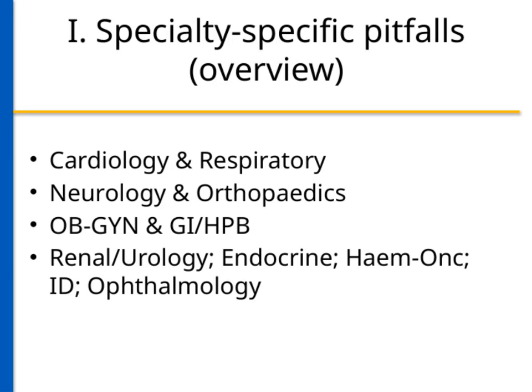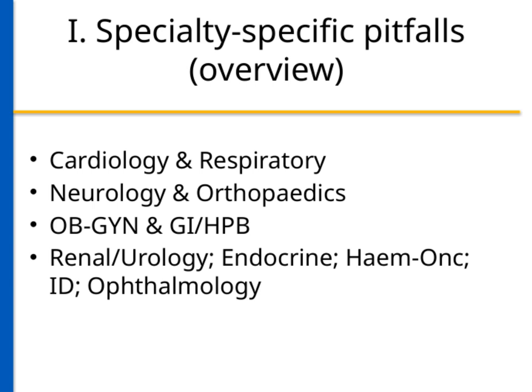In cardiology and respiratory, the unique challenges often involve managing complex comorbidities and ensuring accurate diagnosis despite overlapping symptoms. Moving to neurology and orthopedics, pitfalls can arise from subtle neurological signs or misinterpreting musculoskeletal issues, which highlights the importance of thorough assessment. For OB/GYN and GI/HPB, timing and understanding the nuances of presentation are critical, especially when symptoms can be similar to other conditions.